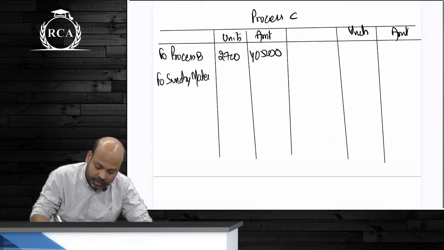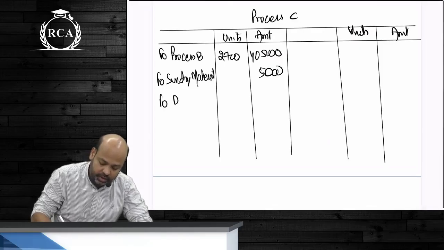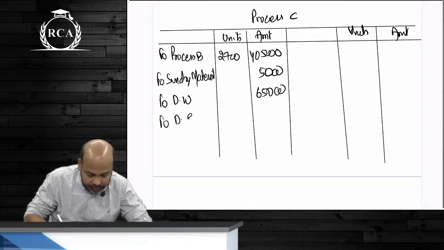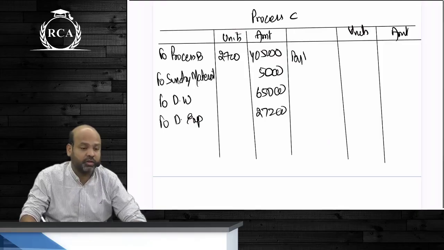What are the other materials that we are adding in this process, beta? Sundry materials that are added is 5,000. Direct wages, guys, are 65,000 and direct expenses are 27,200. In this process also, beta, we have a normal loss.